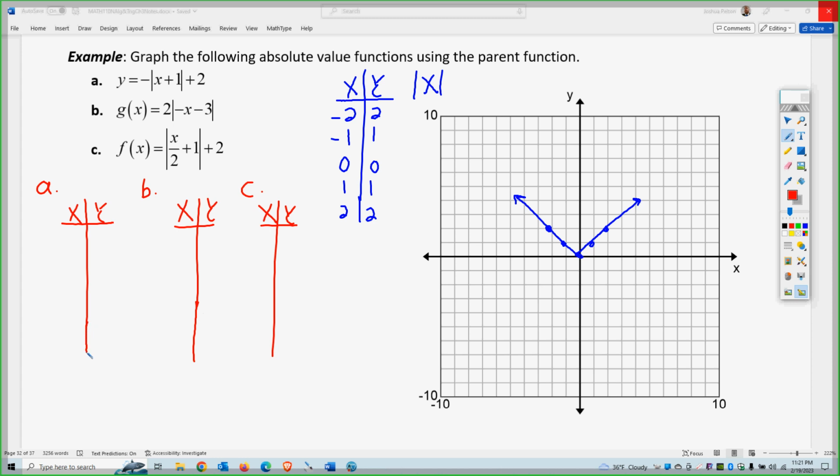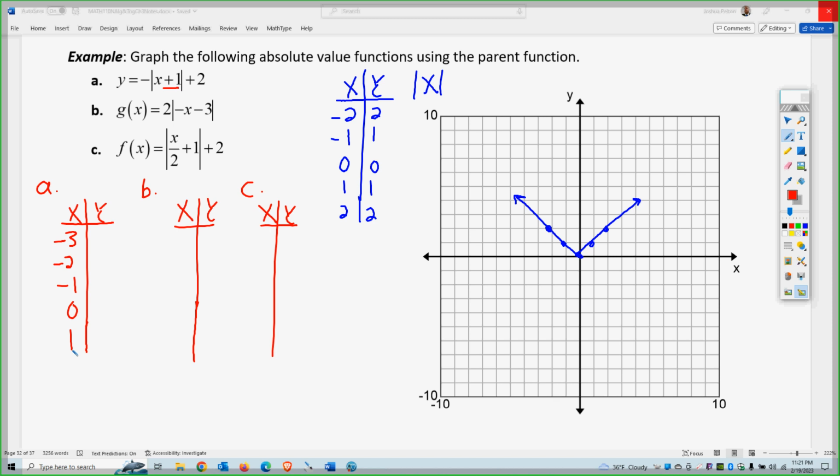All right, so in the first one, we have 3 things going on here. What affects the X? This is the only thing that affects the X, essentially. That has to happen first. That is going to move the X by -1. So it's going to become -3, -2, -1, 0, and 1. So we're going to subtract 1 from that.